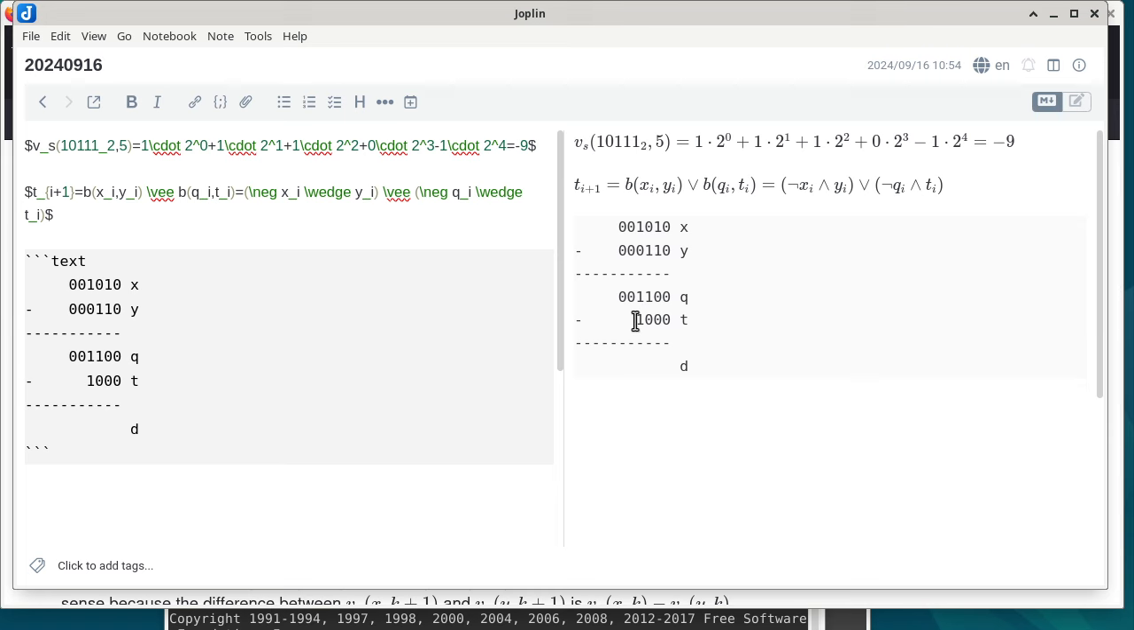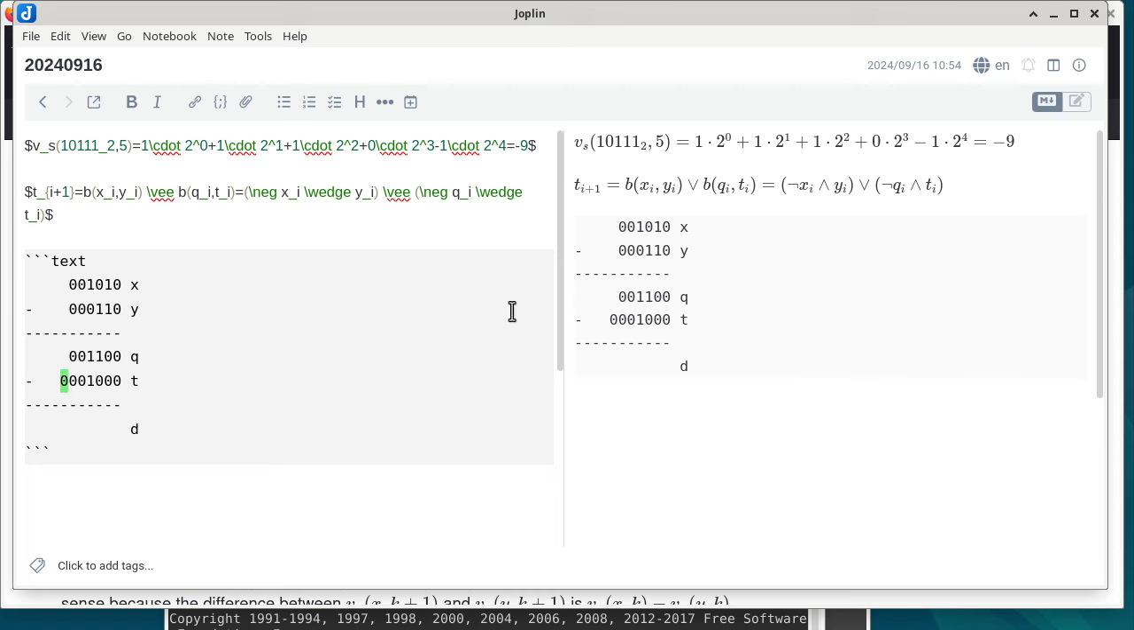Then we look at the position here. It is the borrow of 1 minus 0, which is a 0, or the borrow of 1 minus 1, which is also a 0. 0 or 0 is a 0. So now we look at this position here. It is the borrow of 0 minus 0, which is 0, or the borrow of 0 minus 0, which is also 0, which makes it also 0, and this is also 0.